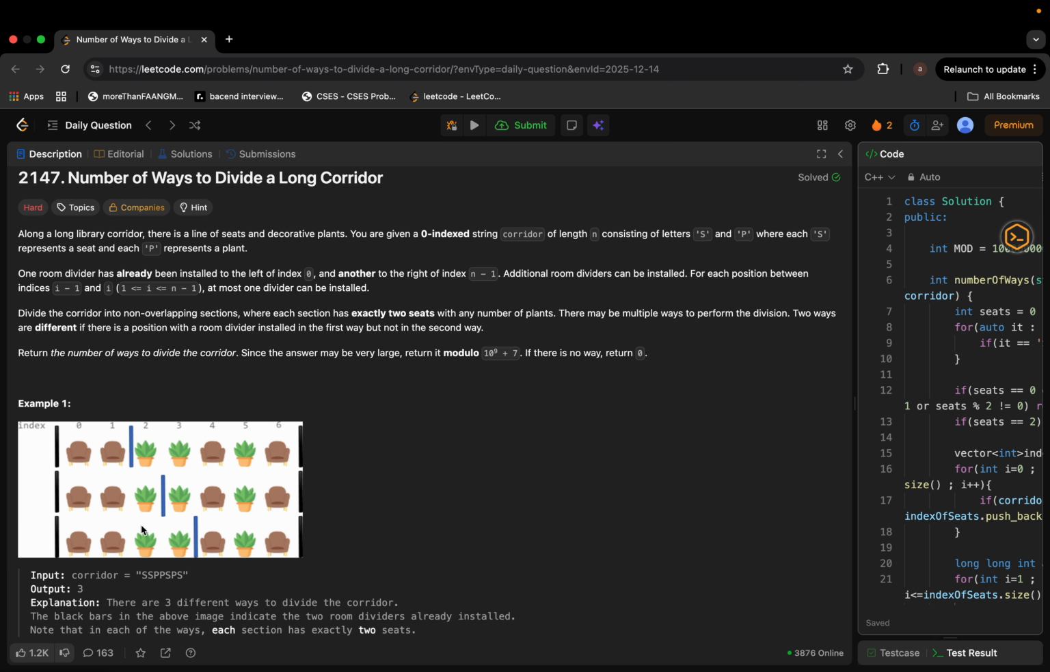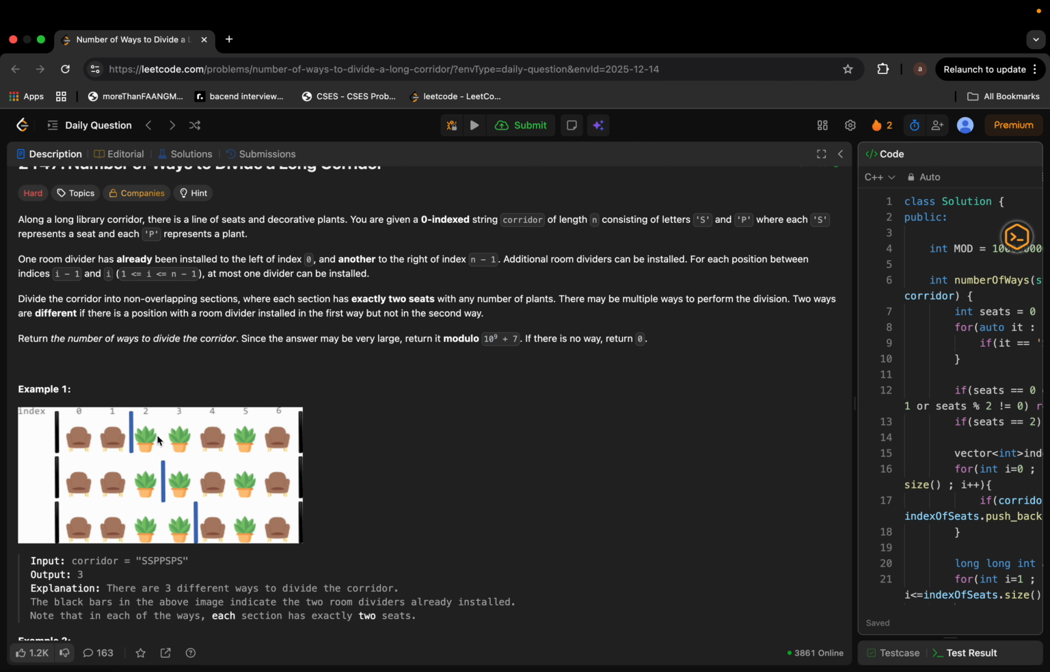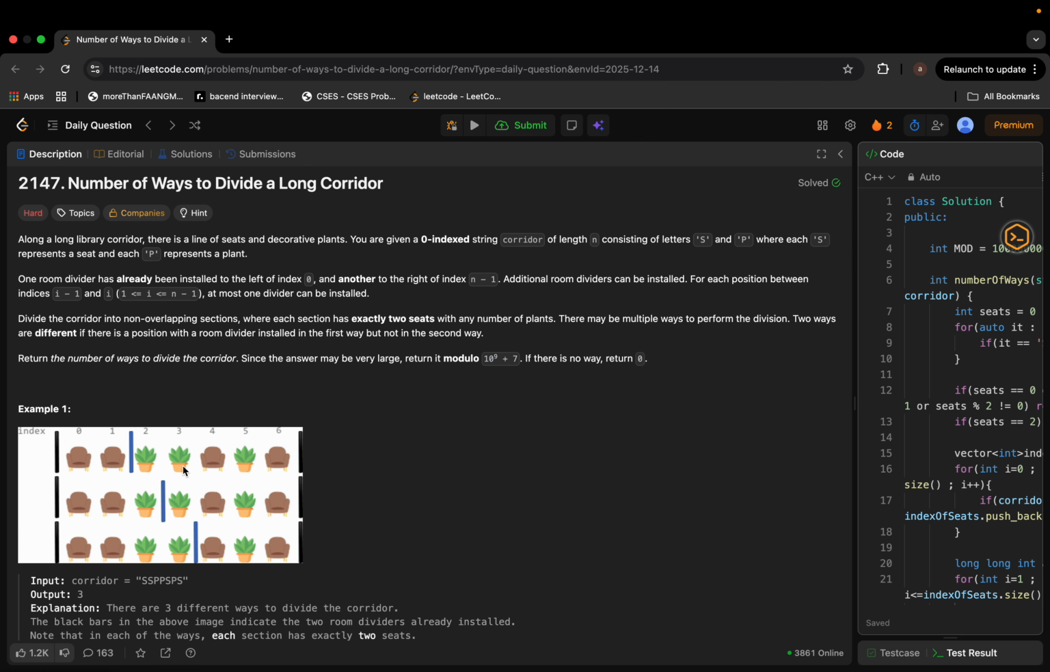By divide, what they mean is that we can only divide when we have at least two seeds. Like here we have at least two seeds, so we can have a divide here. Also we can divide here because we have two seeds here. Also the seeds should be two on the next part of the division. Also this division. A division of the corridor can also happen at the third index as well, and we have to find out how many ways we can do this.